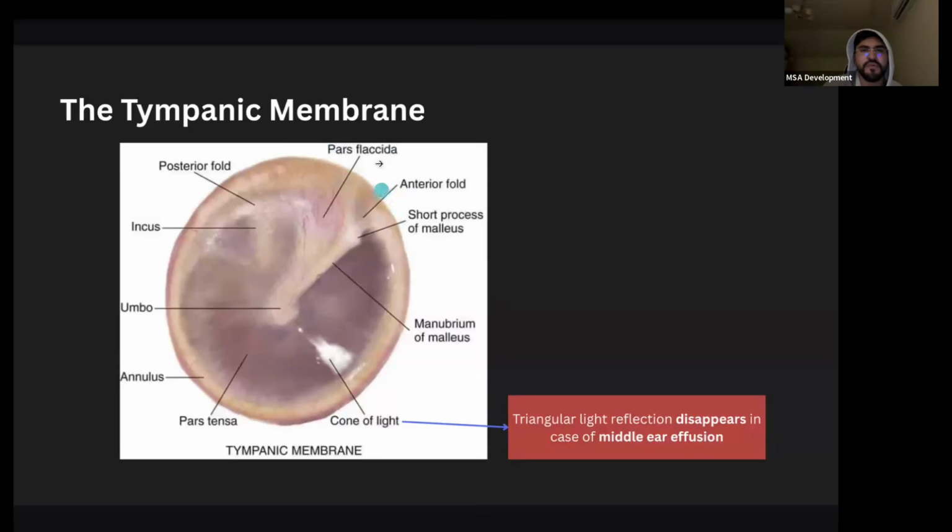Tumors are usually more likely located in the pars flaccida. This is going to be the short process of your malleus. Okay. This is the manubrium of the malleus. It's very important that you know this. You'll see why in a minute.